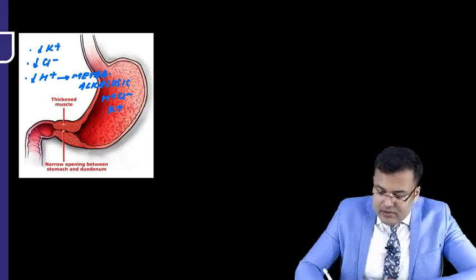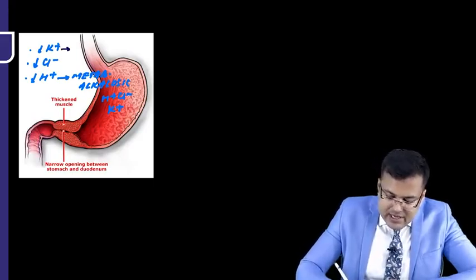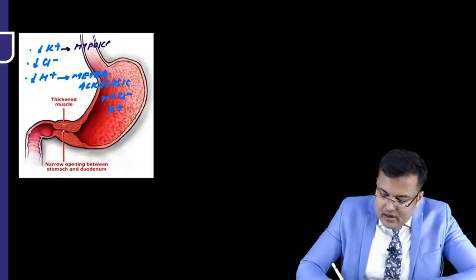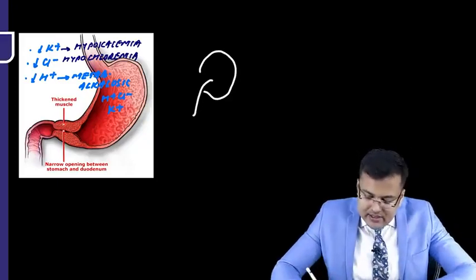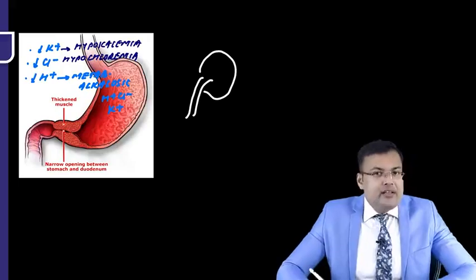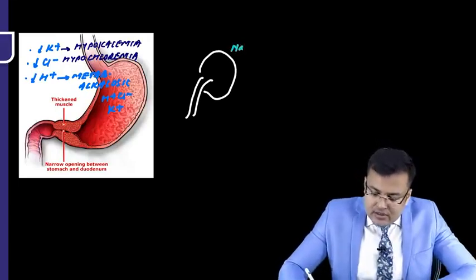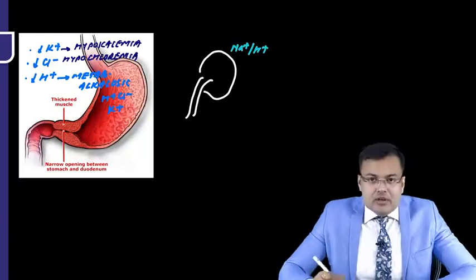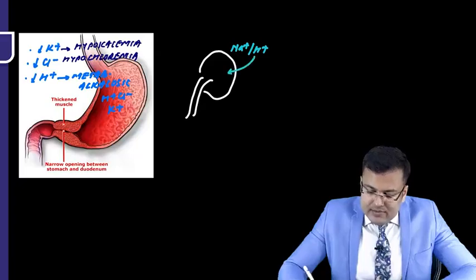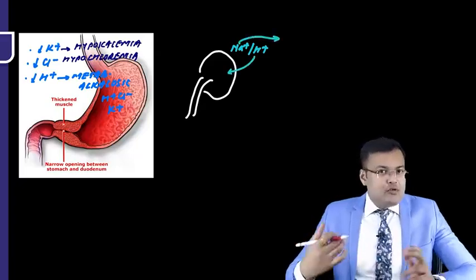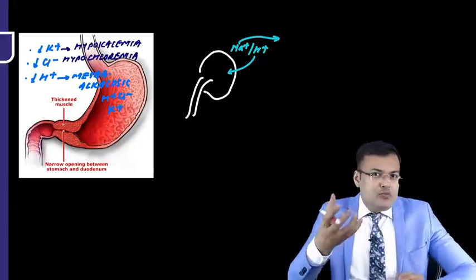So what's the problem here? You can see there is hypokalemia, hypochloremia, metabolic alkalosis. Clear? When the kidney senses metabolic alkalosis, what happens? In the kidney, especially in the collecting duct, there is a sodium proton exchanger. Whenever the kidney senses metabolic alkalosis, it preserves H plus and excretes sodium. But when sodium is excreted in urine, it takes too much water also.